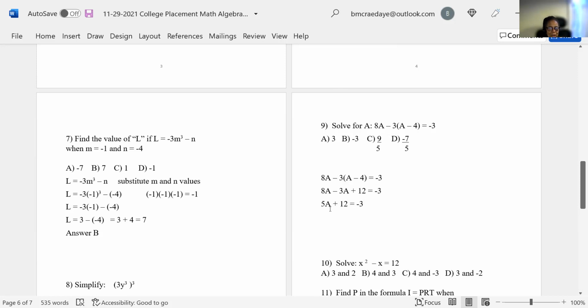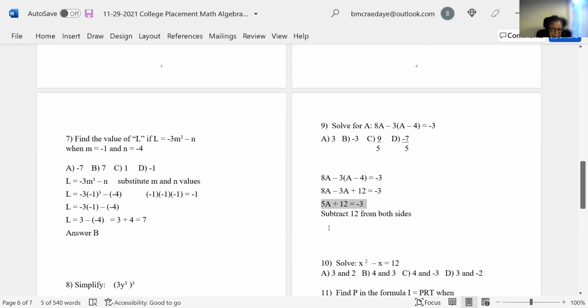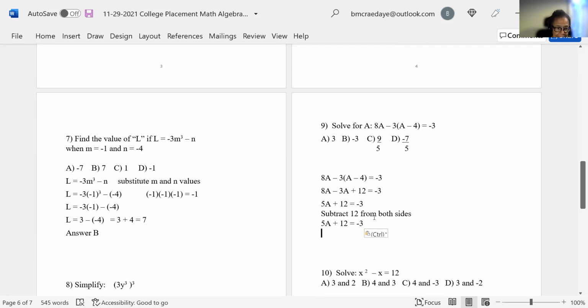Now we need to get the 12 on the side with a negative 3. So what do we do, Maureen? We subtract 12 from both sides. That's it. Very good, because it's added, you have to do the opposite. Subtract 12 from both sides. Let's do that. The left side: I copy this, subtract the 12 on the left, so that's minus 12. And subtract 12 on the right, minus 12.